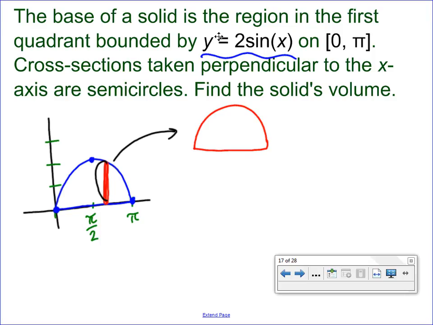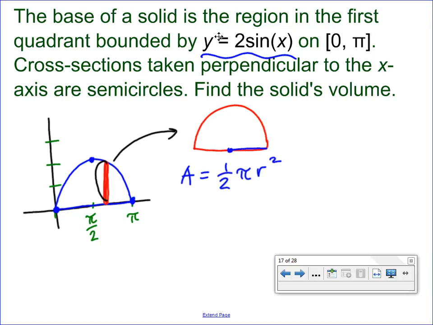Now we need to write its area formula. So what's the area in general of a semicircle? Well, a whole circle is pi r squared, so a semicircle would be 1/2 pi r squared as a formula, yeah? Where r would be the radius of the semicircle.